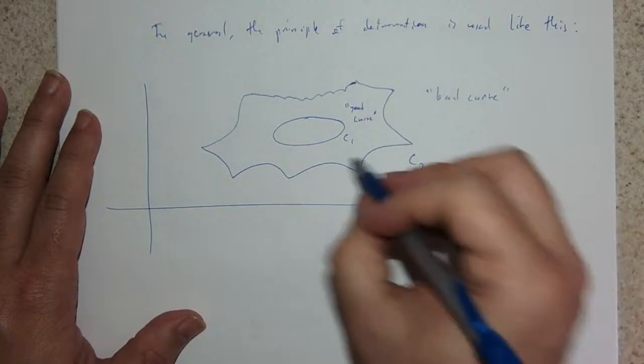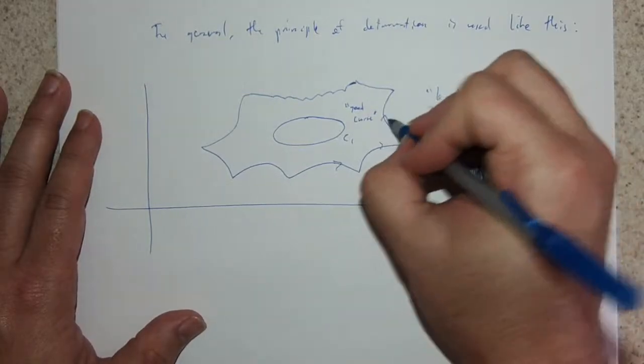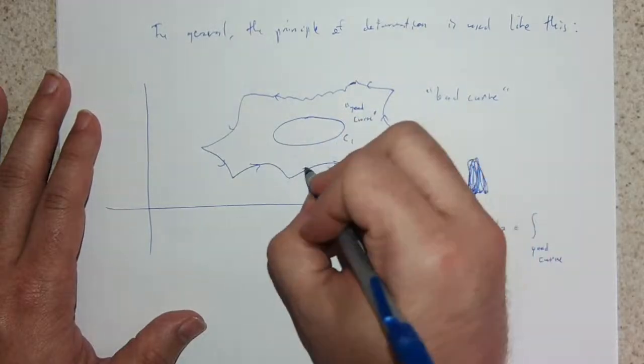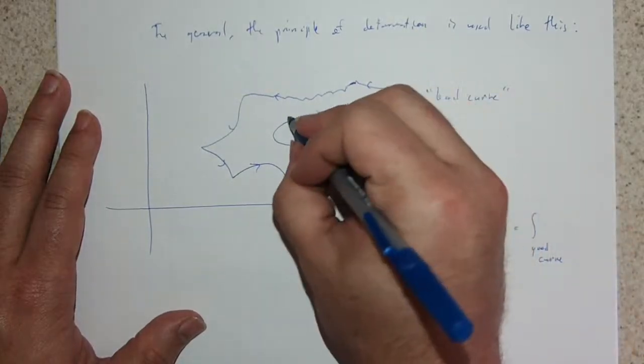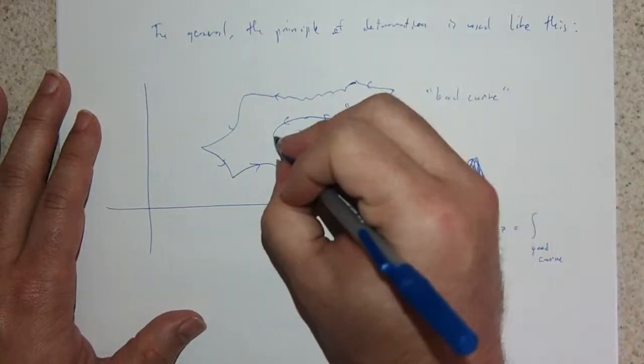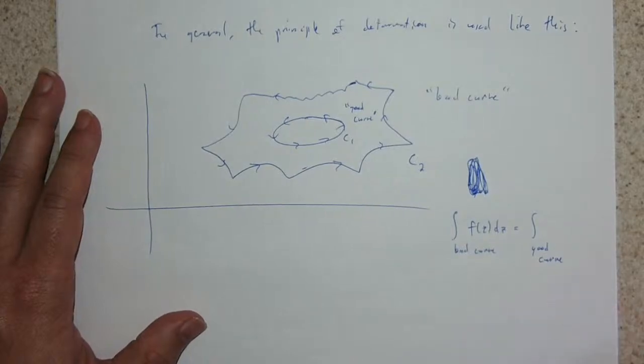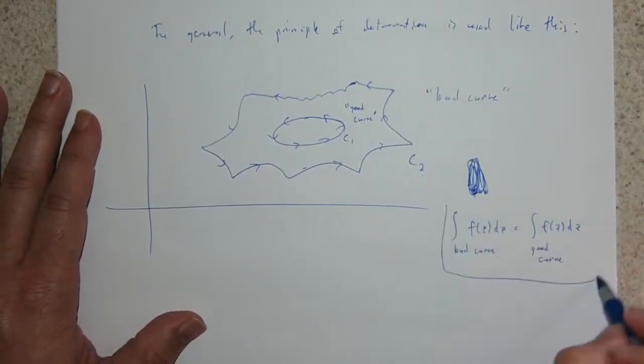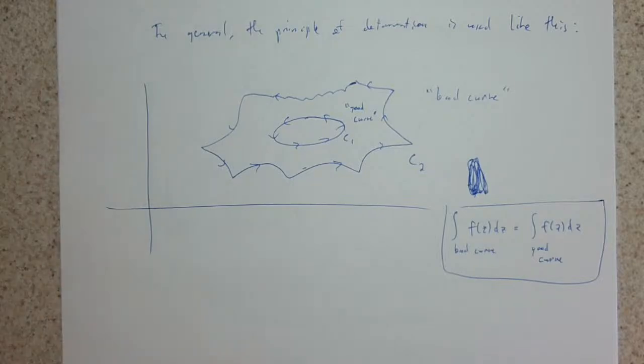Notice I didn't talk about orientation here because as we saw, it's not the biggest deal as long as we keep track of it and we're careful, right? So if we take both the bad and the good curve to be positively oriented, then the integral along the bad curve is equal to the integral along the good curve.